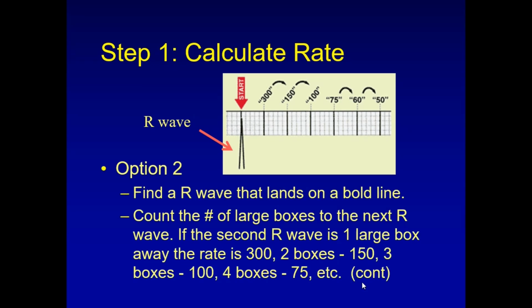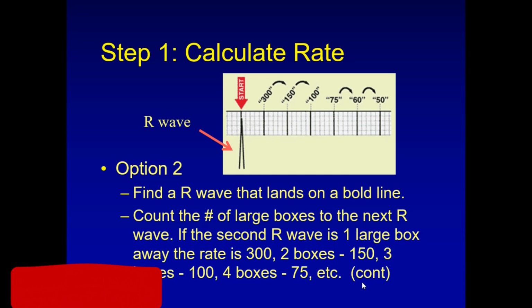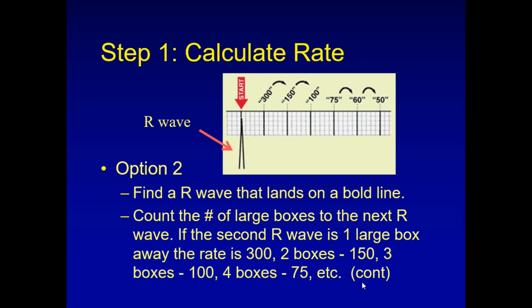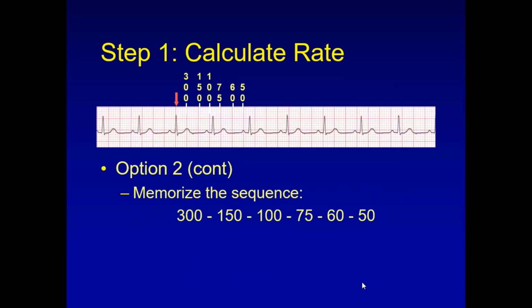Now option 2. Find an R wave that lands on a bold line. Count the number of large boxes to the next R wave. If the second R wave is one large box away, the rate is 300, 2 boxes 150, 3 boxes 100, 4 boxes 75, and so on. Now go through the ECG strip. Remember, the value is not accurate. We can understand the approximate rate.